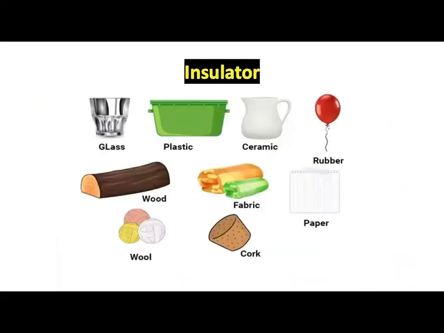If an element has 5 or more valence electrons, these electrons will not move easily, and the element is classified as an insulator. Examples of insulators are glass, plastic, ceramic, rubber, wood, fabric, wool, cork, and paper.